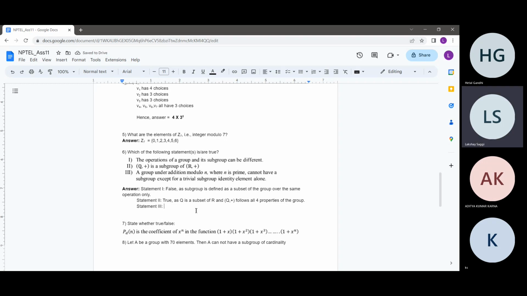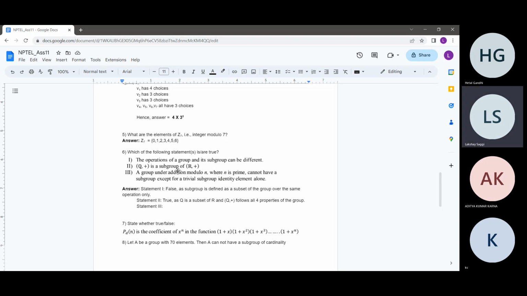Statement 3 says a group under addition modulo n, where n is prime, cannot have a subgroup except for the trivial subgroup, the identity element alone.